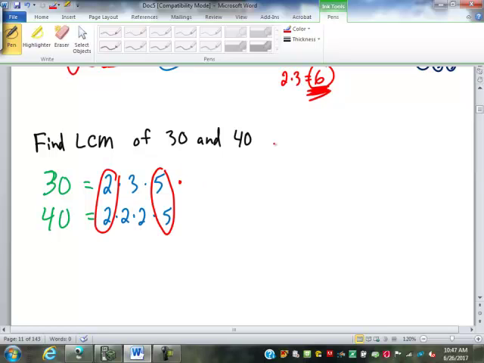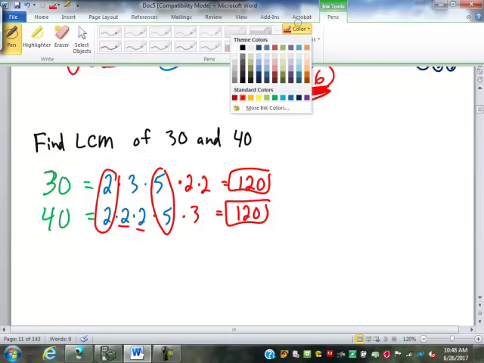What's this top number still need? 2 2s. What's the bottom number still need? A 3. So 2 times 3 times 5 is 30, times 2 is 60, times 2 is 120. 2 times 2 times 2 times 5 is 40, times 3 is 120. So 120 is the least common multiple.